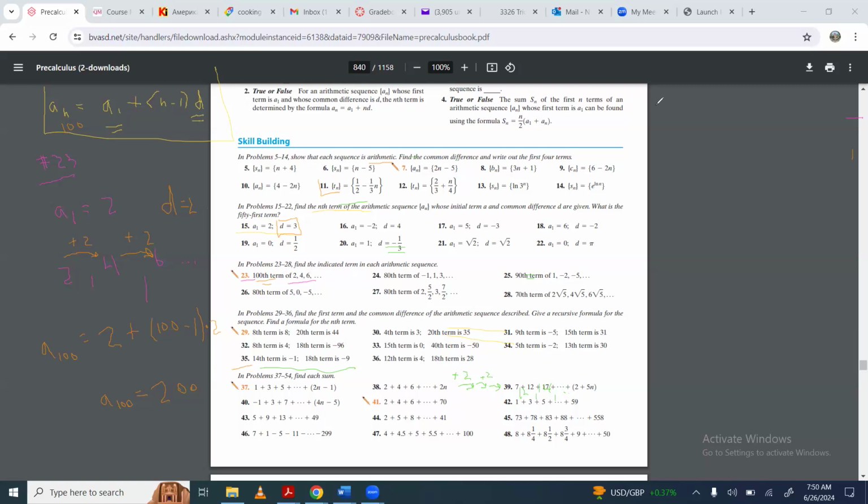So in exercise 35, looks like we're gonna have to solve the system of 2 little equations because we're given term number 14, right? A14. And this is -1, okay. And we're also given term number 18, it's -9.